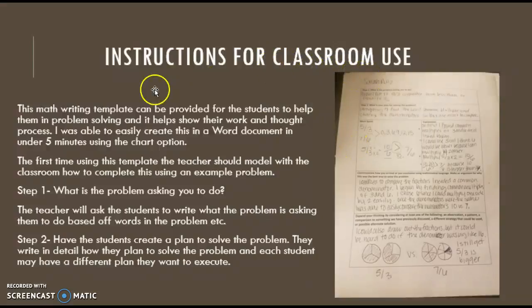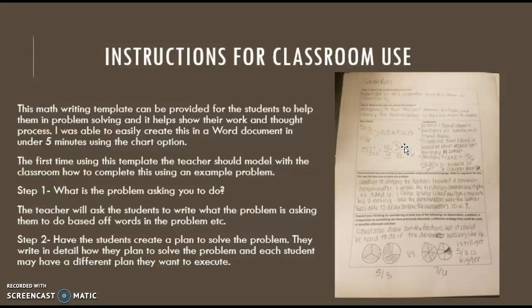Instructions for classroom use. This math writing template can be provided for the students to help them in problem solving, and it helps show their work and thought process. I was able to easily create this in a Word document in under 5 minutes using the chart option. The first time using this template, the teacher should model with the classroom how to complete this using an example problem. For these instructions, I'm going to demonstrate it using the TEKS that we had mentioned previously.